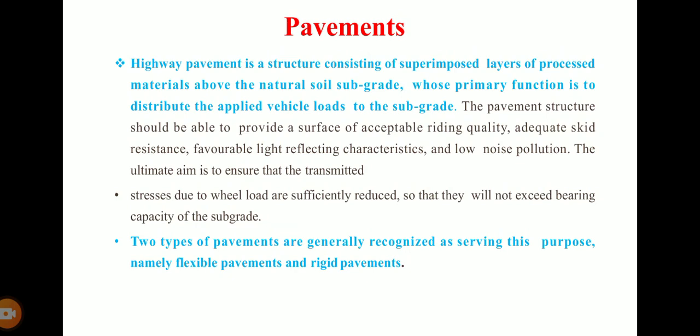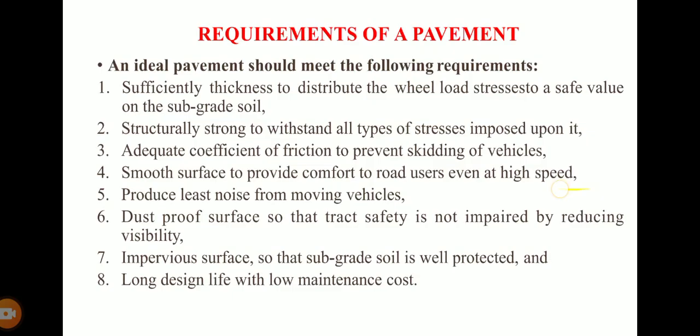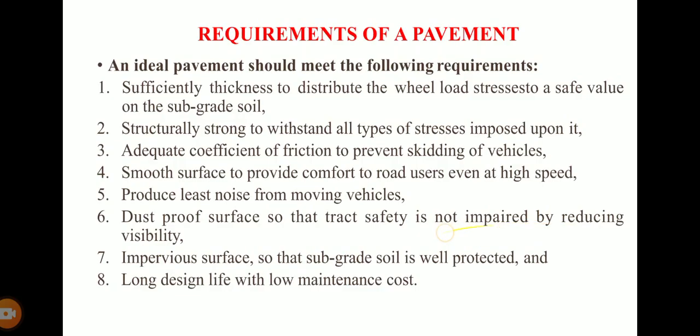The ultimate aim is to ensure that the transmitted stresses due to wheel loads are sufficiently reduced so that they will not exceed the bearing capacity of the subgrade. These pavements are usually recognized as serving this purpose, namely flexible pavements and rigid pavements. Means, there are two types of pavements, one is flexible and another is rigid. So pavement means the road over which we are moving. So this is an example of a pavement.